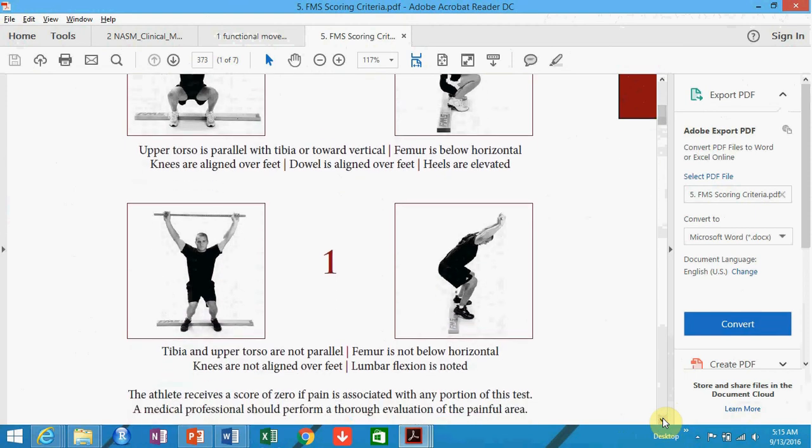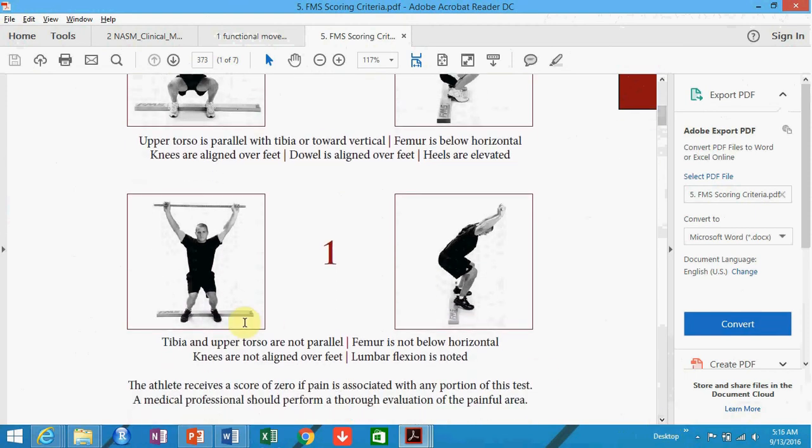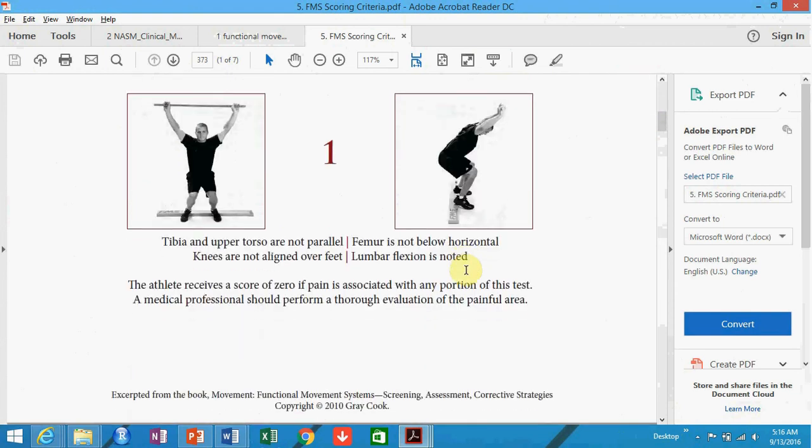Or if you look at a score of 1, the individual's tibia and upper torso are not parallel, femur is not below horizontal, knees are not aligned over feet. So if you've got someone who's got medial knee deviation whilst they're squatting, their ankles are inverting, their lower back is rounding, their posture in general is very poor when they squat, then of course you don't want to be prescribing plyometric based training for an individual. So this is your pre-screening.